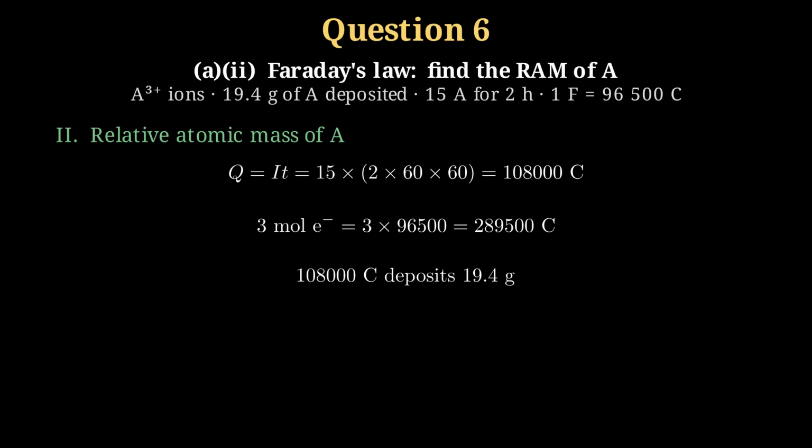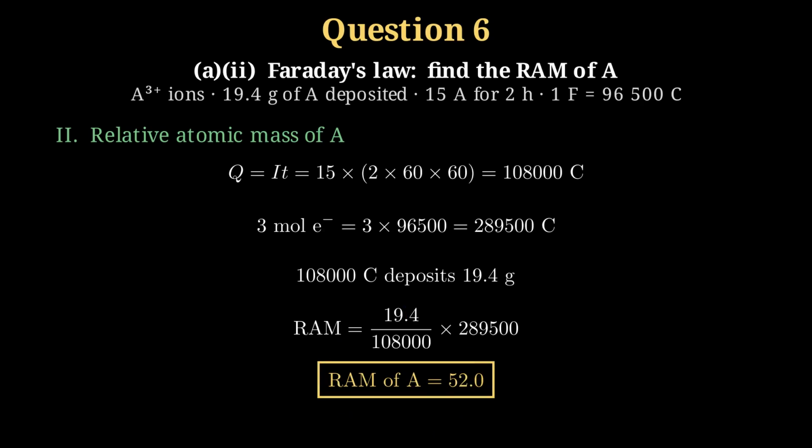Step 3. Connect them. Our 108,000 coulombs deposited 19.4 grams of A. So the mass deposited by the full 289,500 coulombs, that's 1 whole mole, is 19.4 divided by 108,000 times 289,500, and that comes to 52. Since that's the mass of 1 mole, the relative atomic mass of A is 52.